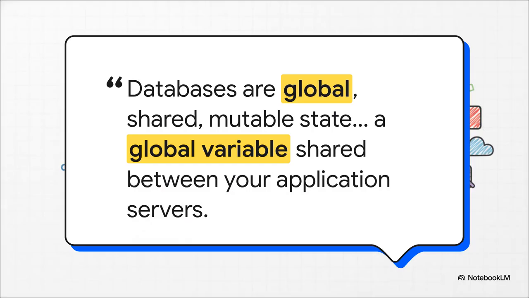And this quote from Martin Kleppmann just hits the nail on the head. We spend so much time avoiding global mutable state in our code, right? Because we know it's a recipe for disaster, things like race conditions and deadlocks. And yet, our entire system architecture often ends up revolving around this one giant global variable. So what if we could actually change that?